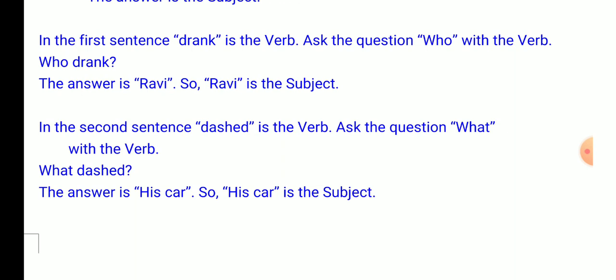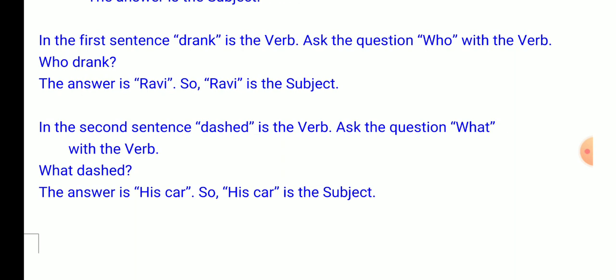Now, look at the examples which I have given above. Take the first sentence, Ravi drank tea. In this sentence, drank is the verb. Ask the question who with the verb. Who drank? The answer is Ravi. So, Ravi is the subject.